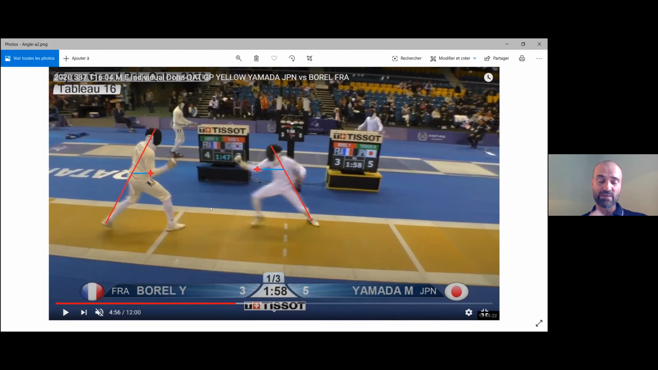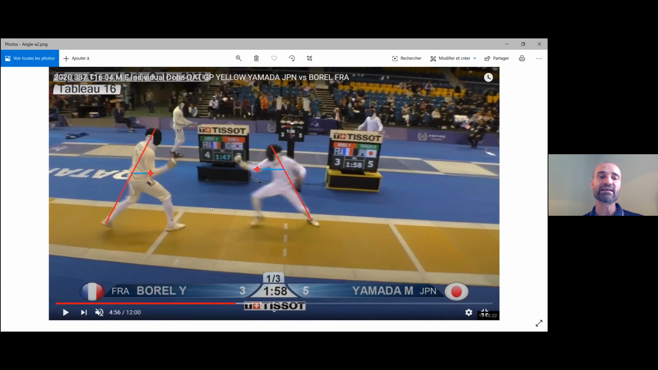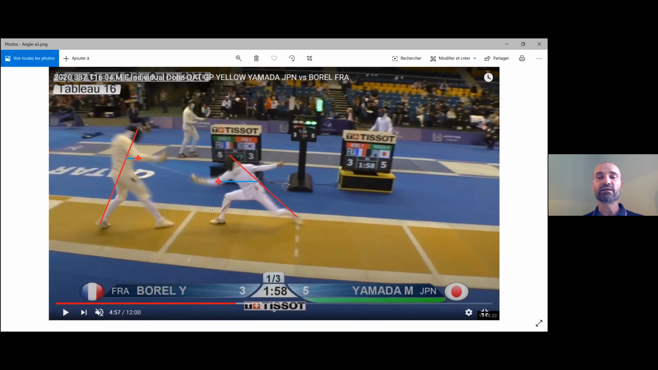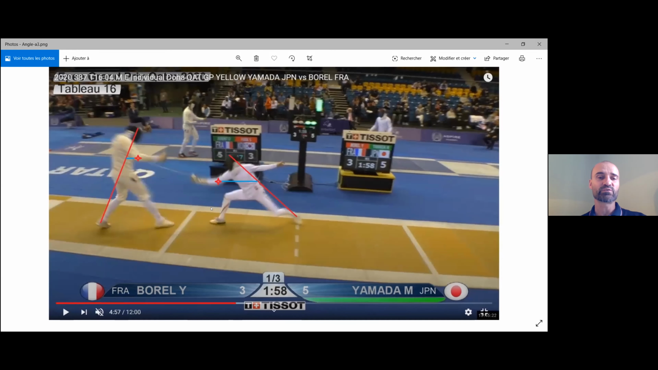And if we move forward, we see the beginning of the attack of the Japanese fencer, and we clearly see that the fencer from France gets up on his legs, and the consequence is that he's starting to lean back, and he's getting hit here. But definitely very important to be able to stay down on your legs, and first defend with your feet. Use your feet when you're defending in order to not get up on your legs and lose your balance.